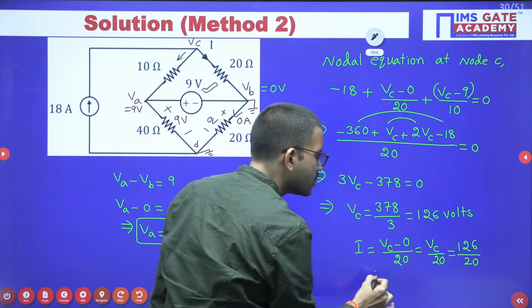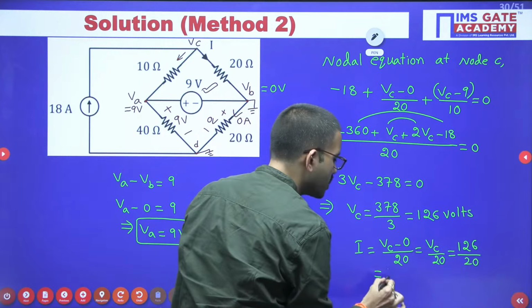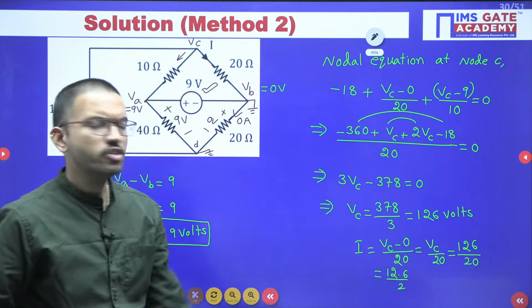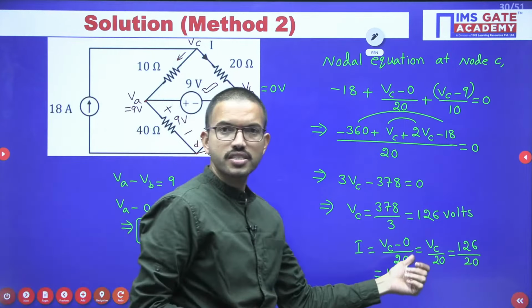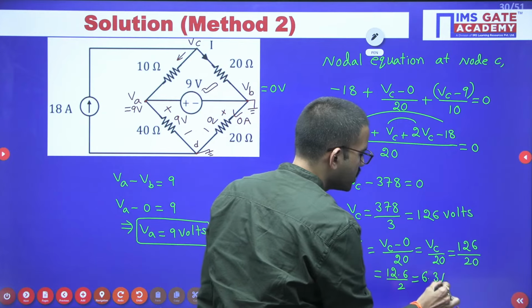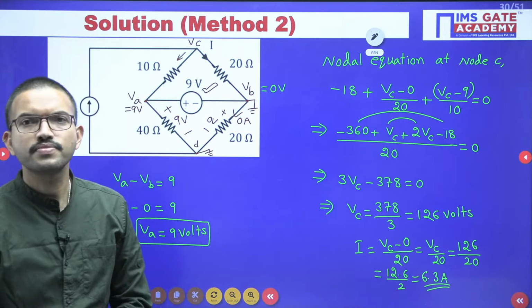So for the time being, since in the denominator you are having like 10, because of that you can write the numerator like this, 12.6 divided by 2. 126 divided by 10 is nothing but 12.6, right? 12.6 divided by 2. So this one you are getting 6.3 ampere. Same answer. Okay.